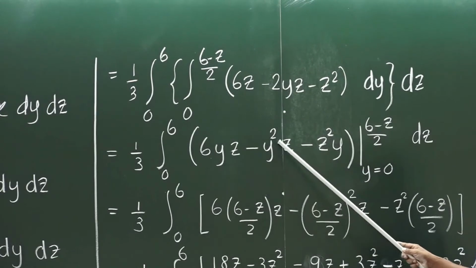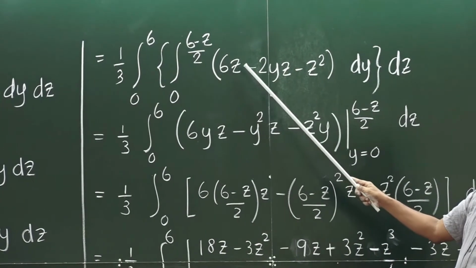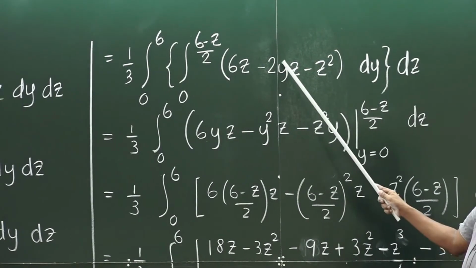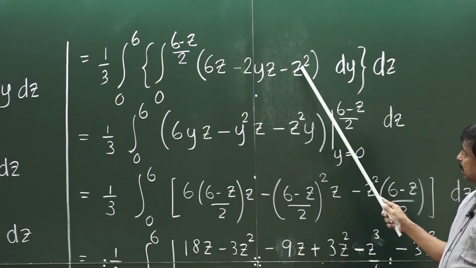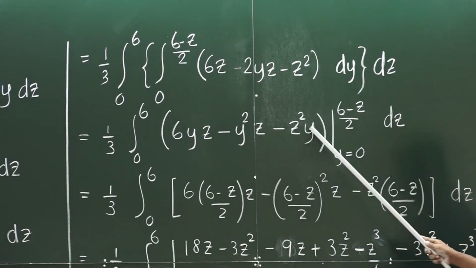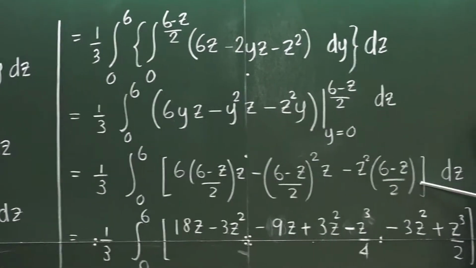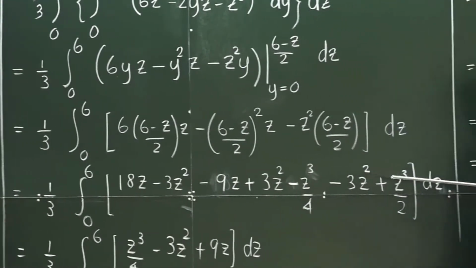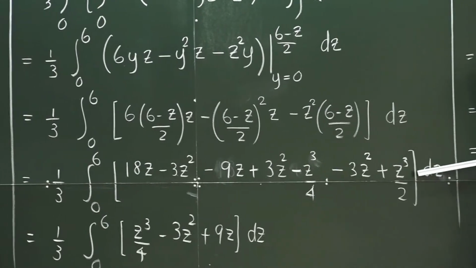Now, you can integrate term by term. When you integrate this with respect to y, remember z is a constant, therefore, you have 6z times y. Here the integral of 2y is y squared times z. Here again a constant, so z squared times y. Now plug in the limits, you will end up with this. Now, you can simplify this. Okay. So, once you simplify it, you will get this one.